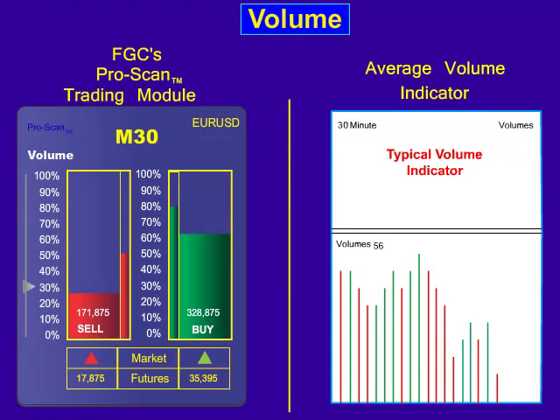Now you will see how unique and how special the ProScan volume indicator is. ProScan instantly shows both upward and downward volume movement, and it has revolutionized institutional trading. And now it can revolutionize your trading, but this is only the beginning. Let's move on to even more exciting features.